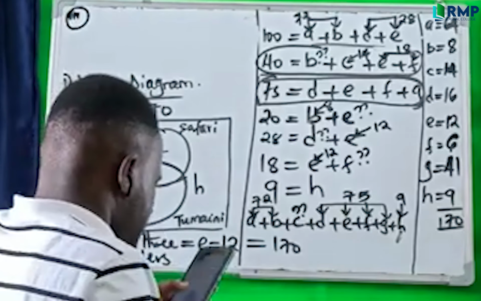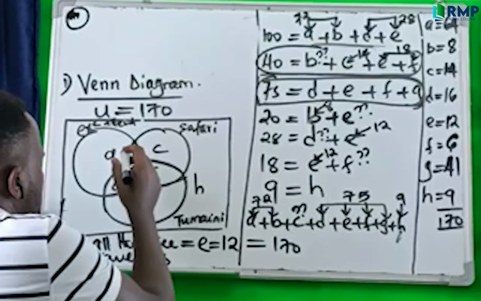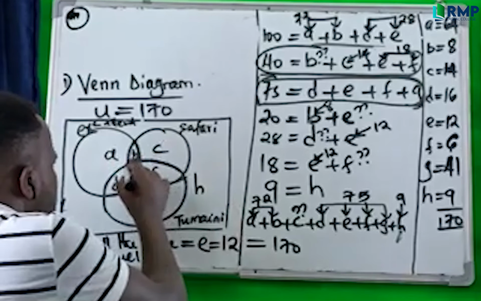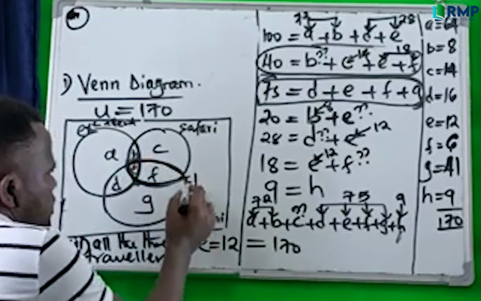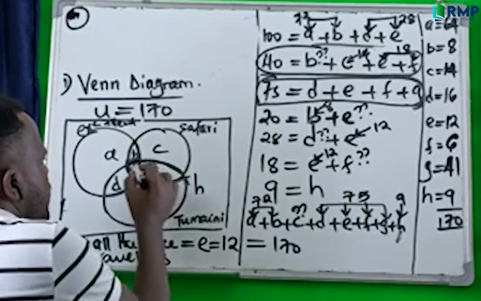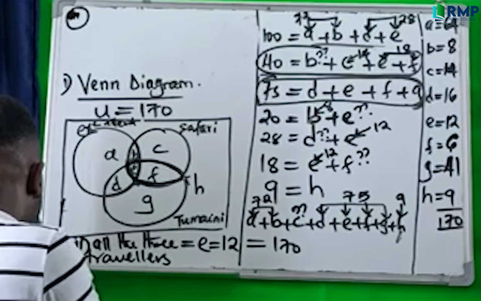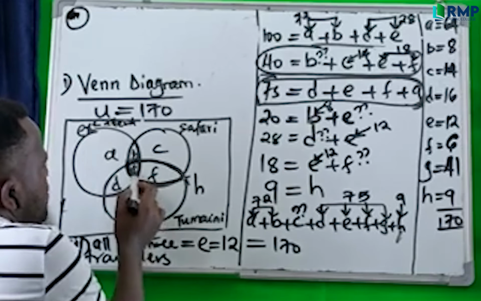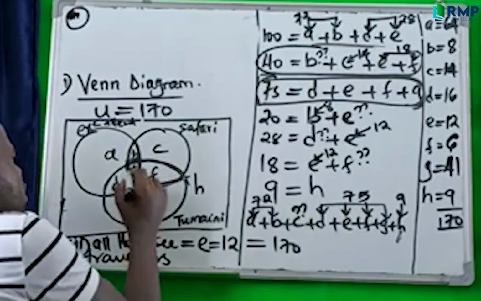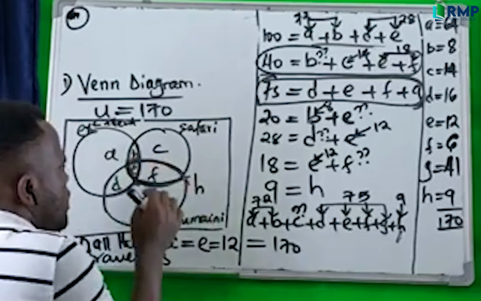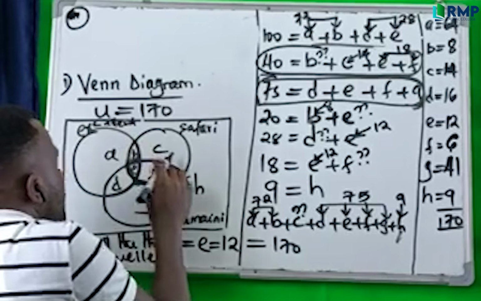The number of travelers who preferred Safari and Tumaini. Safari and Tumaini could be this one, E and F. And means intersection. This is the circle for Safari, the circle for Tumaini, where they're intersecting, the common elements are E and F. But it said Safari and Tumaini but not Excellence. When you look at E, E preferred also Excellence. So exclude E. If it could have been Safari and Tumaini, the answer could be E plus F. But now, when it says but not Excellence, E is excluded. You remain with F.